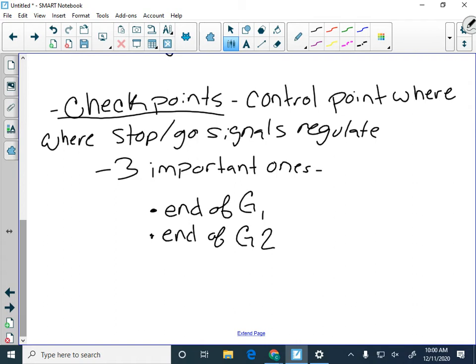Mitosis is not going to start unless we've got everything we need for it. And G2 is all about prepping for mitosis. And there's one in the M phase. Mitosis requires a heck of a lot of cell signals because we need to make sure that cell is definitely ready to do its dividing.